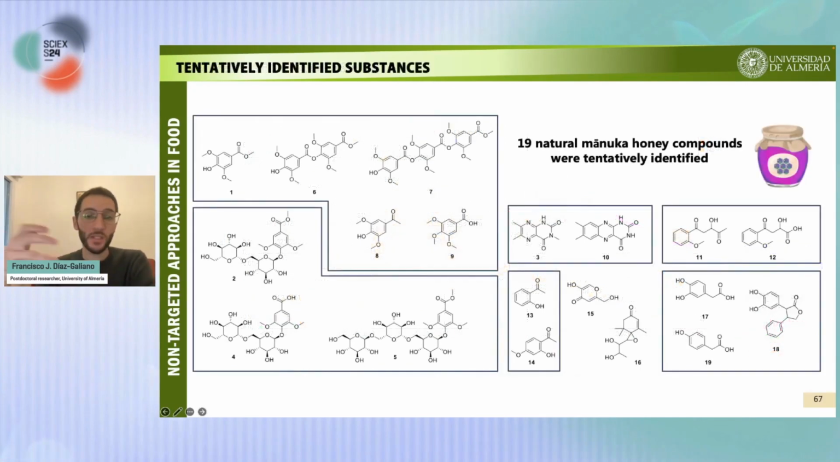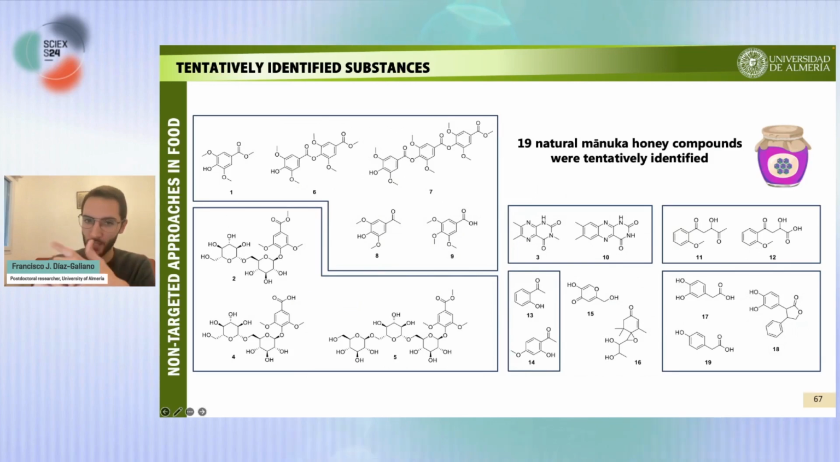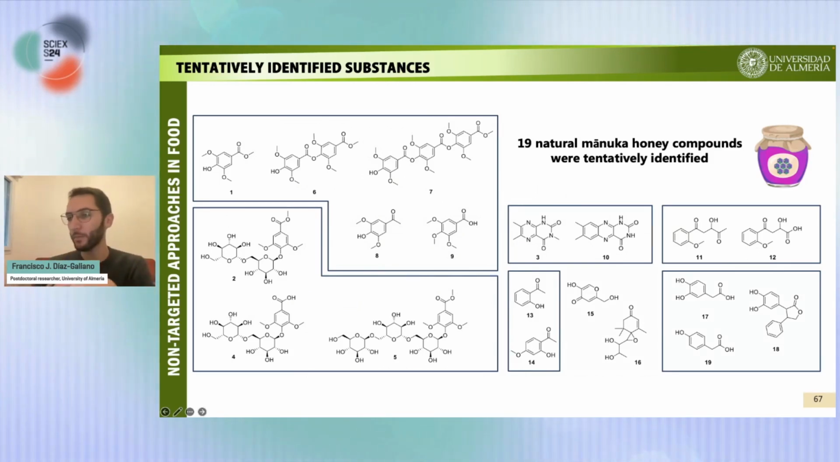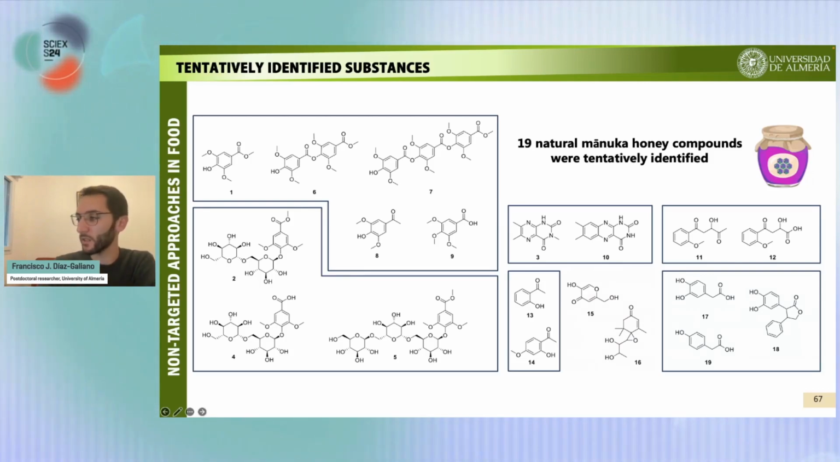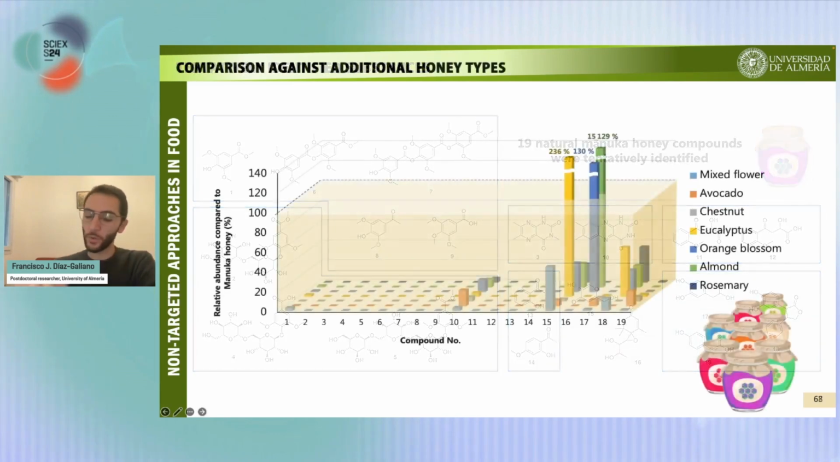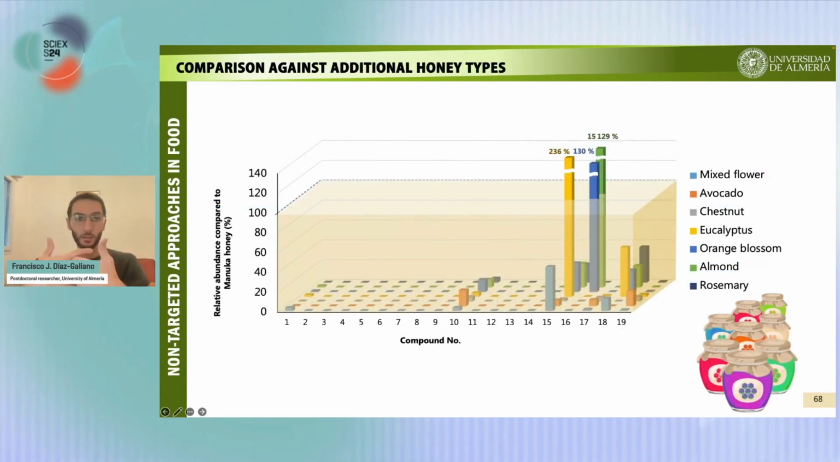The next step was the tentative identification of potentially new Manuka honey markers. As in all cases, this was the lengthiest and the most time-consuming step, and it required both in silico and manual fragmentation pattern evaluation. The 19 compounds could be loosely grouped depending on their structure into the groups that you can see here on this slide. So we wanted to also evaluate the exclusiveness of these natural products for Manuka honey.